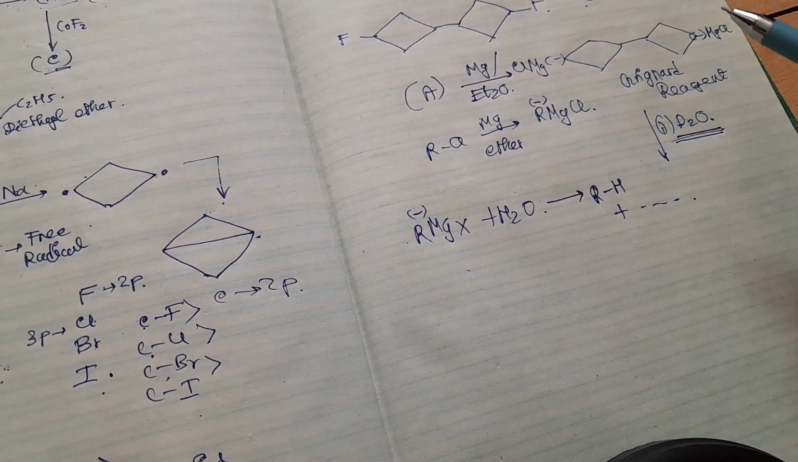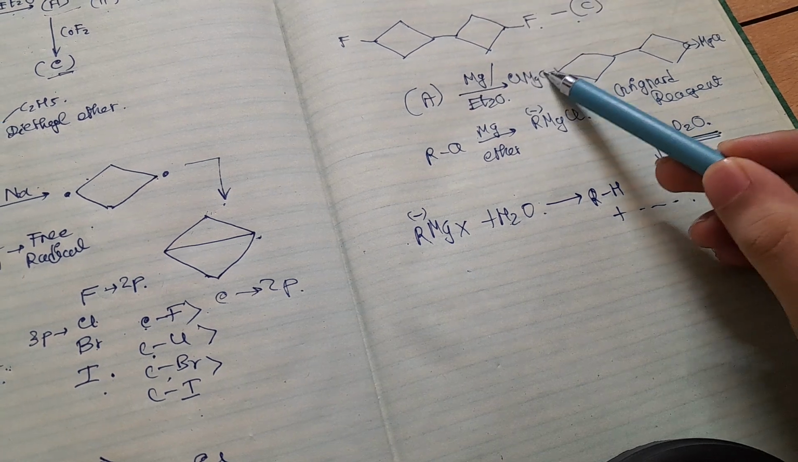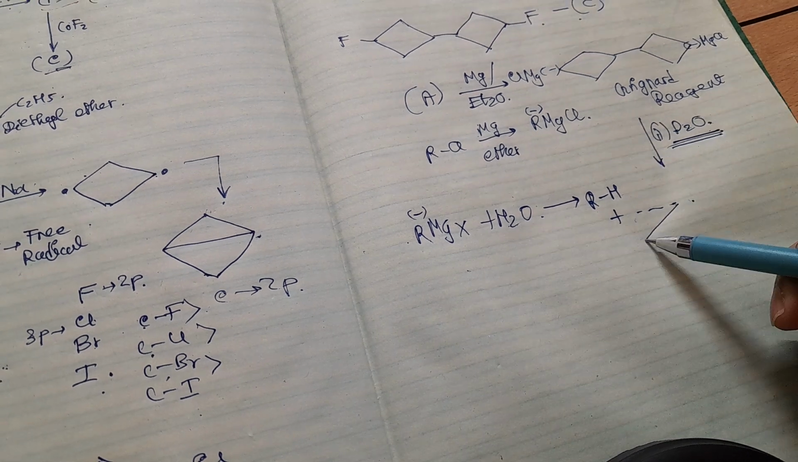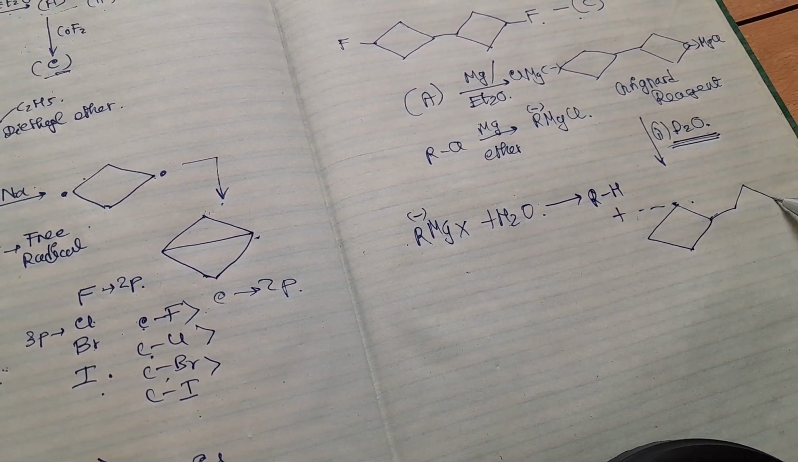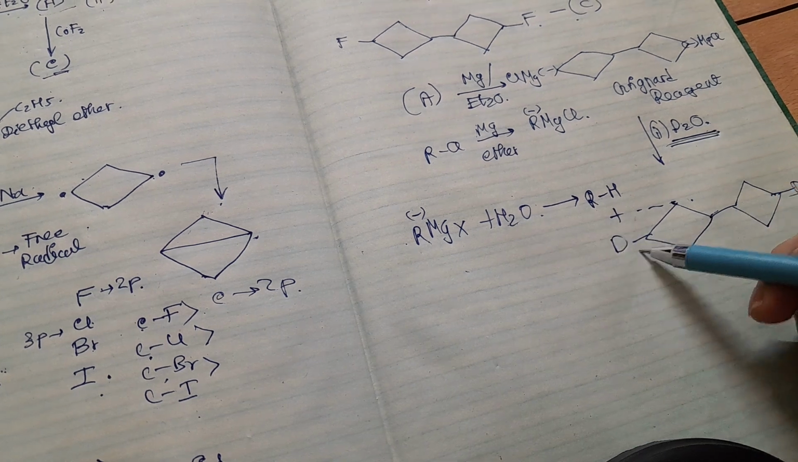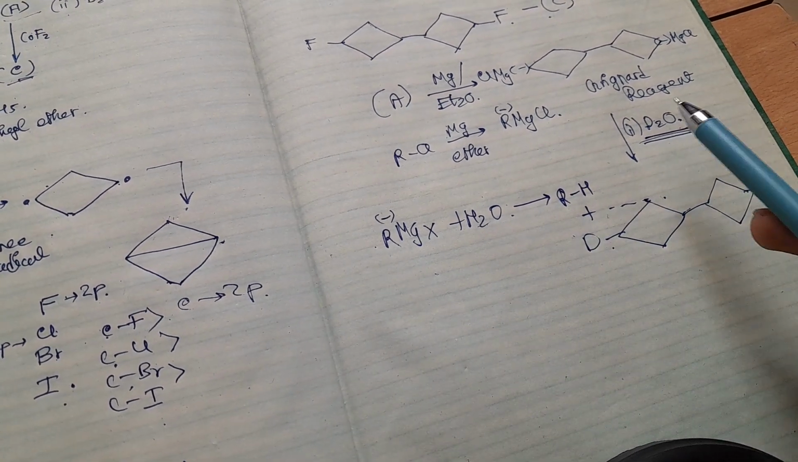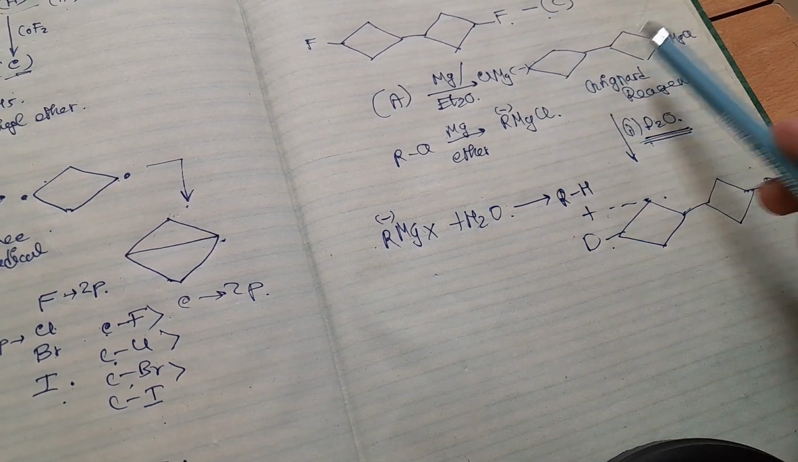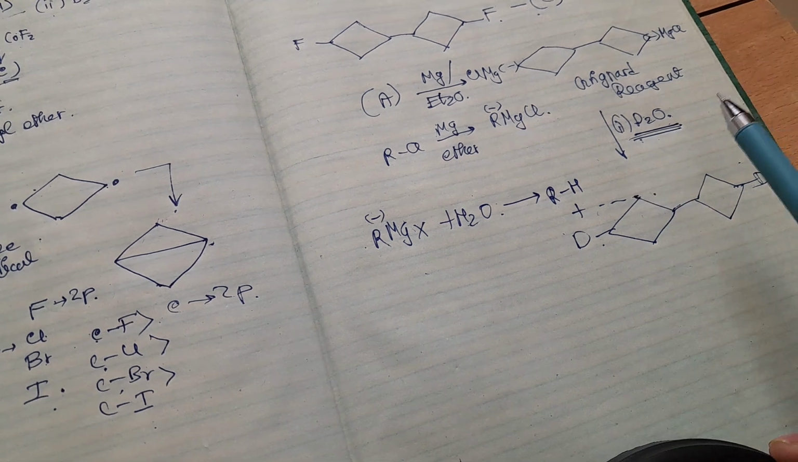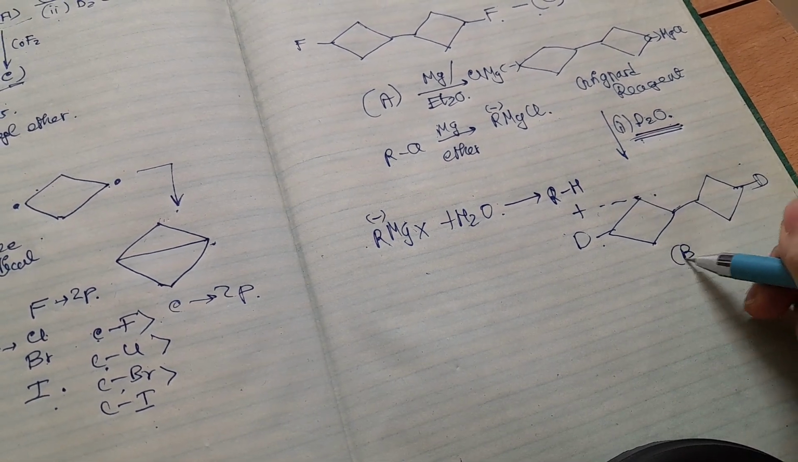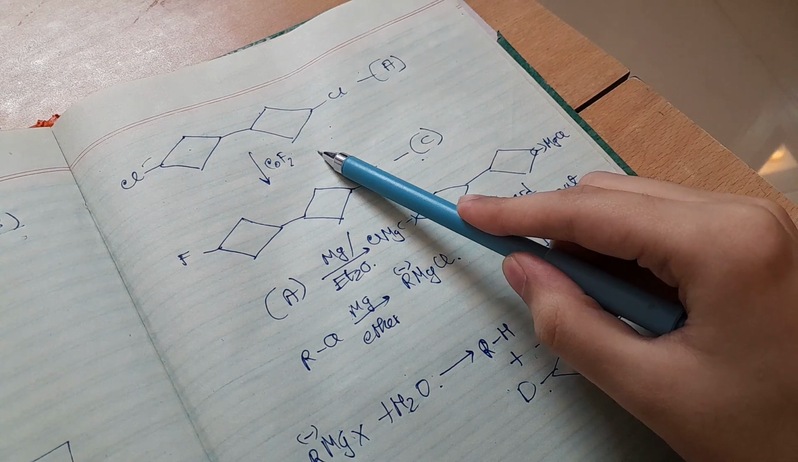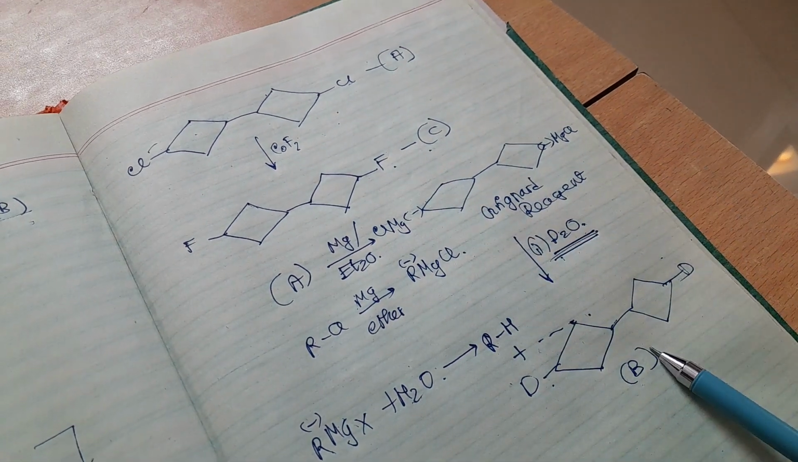So now what is going to happen is that we know that this R minus will abstract this acidic deuterium of heavy water, and it will give a compound like this, having deuterium instead of hydrogen, because we have taken D2O. We know that this Grignard reagent with water gives RH, so this with D2O will give RD. So this is the structure of B. So we know the three structures. This is the structure of A, this is the structure of C, this is the structure of B.